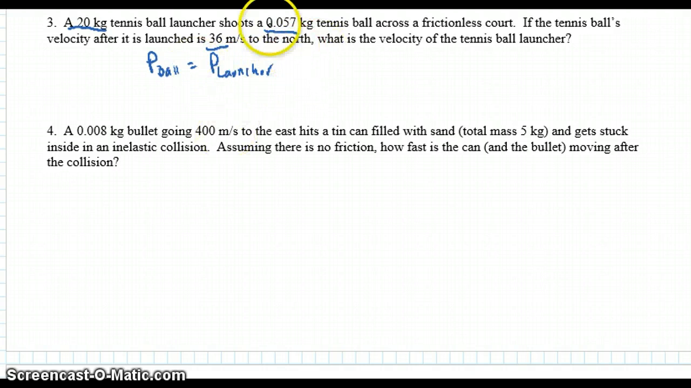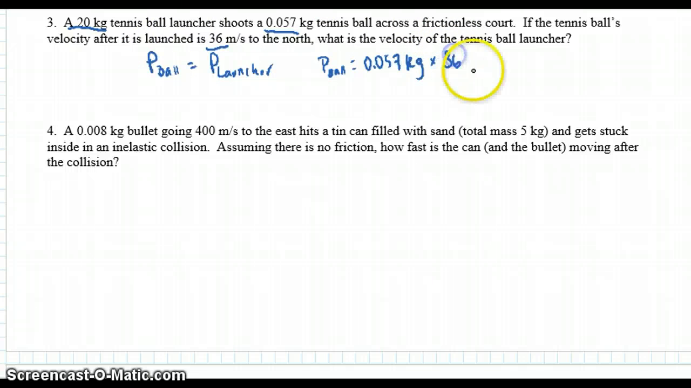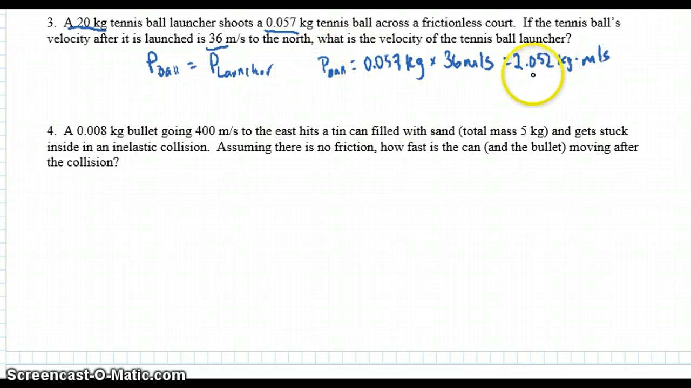Now, the momentum of the ball is equal to the mass times the velocity, 36 meters per second. And so our momentum is equal to 2.052 kilograms times meters per second. So we set that up. We know that that's the momentum of the ball, so it also has to be the momentum of the launcher.